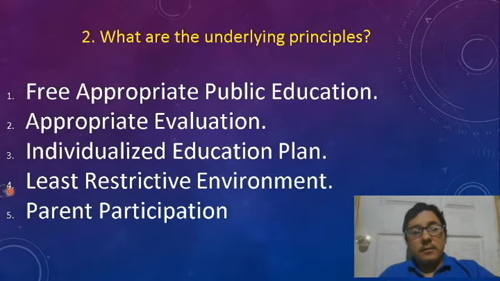The fourth, least restrictive environment. What do I mean by this? The physical structure of the school must be adequate for every child with disabilities. This means that if there aren't any elevators or a special path for those who use wheelchairs, the school's authorities should do something about it.